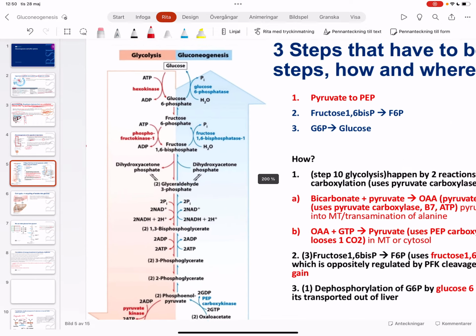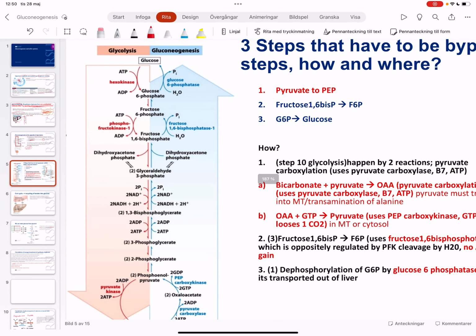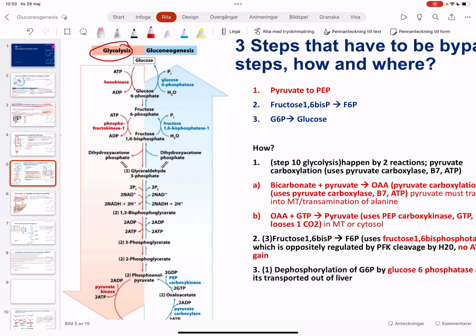So I will just go quickly over. Here we have glycolysis. Here is step number 1. Where is step number 3? Here is step number 3. And step number 10 right here. So these 3 reactions are the irreversible ones.